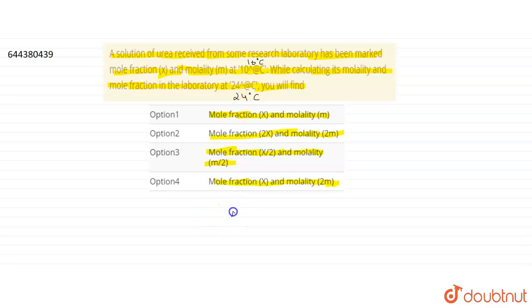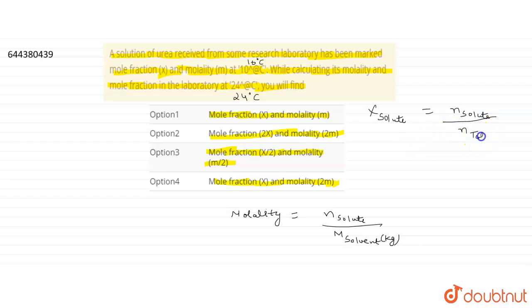First of all, what is the formula for molality? Molality is equal to the number of moles of solute divided by the mass of solvent in kg. Okay, and what is the formula of mole fraction? The mole fraction of solute will be the number of moles of solute divided by total moles, that is, the number of moles of solute plus the number of moles of solvent.